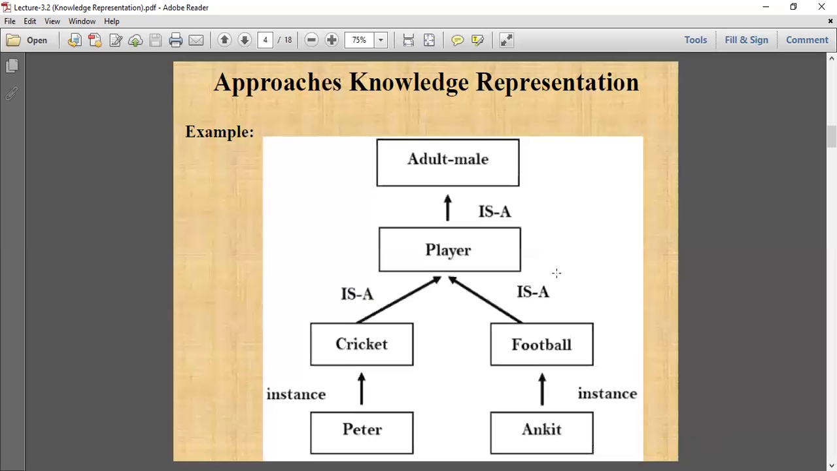So this is the example of inheritable knowledge. See, there are two persons, Peter and Ankit. These are the instances. Peter is a cricket player, and Ankit is a football player. Cricket is a player, yes. Football is a player, yes. Player is an adult male, yes. So you can create it just like a tree shape.